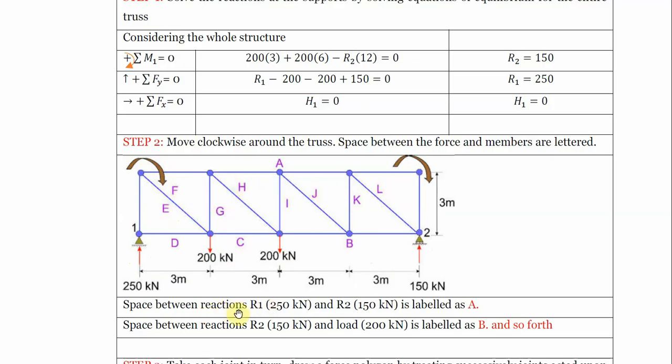Now, space between reactions R1 and R2: R1 is 250 and R2 is 150.